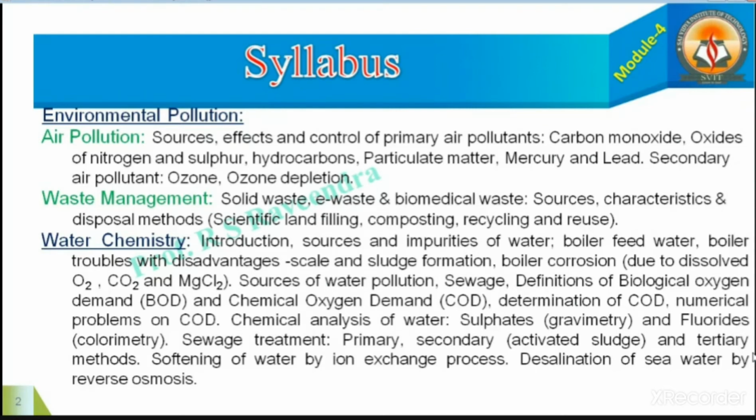Then we have the experiment, the determination of COD. After that, we have the numerical problems on COD. Then we have the separate side heading, chemical analysis of water. In that, we have two things to analyze. One is sulfates, which can be done by gravimetry, and the second one is fluorides, which can be done by colorimetry. Then we have the next heading, the sewage treatment.